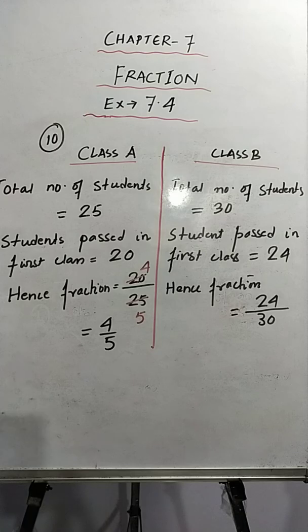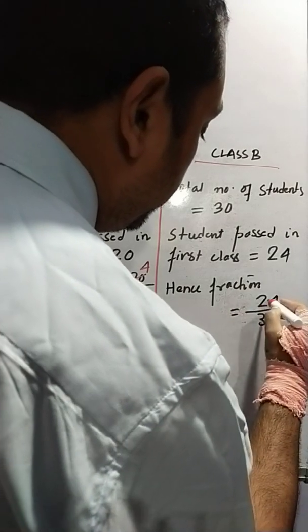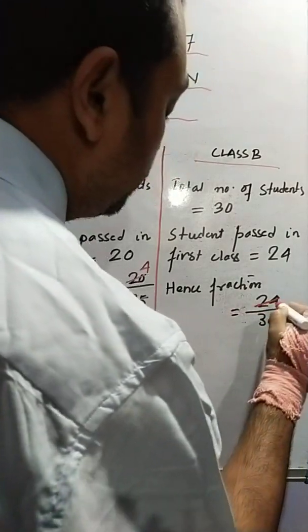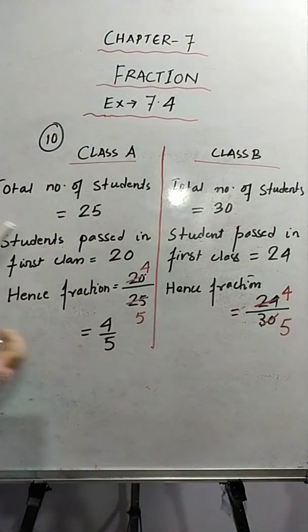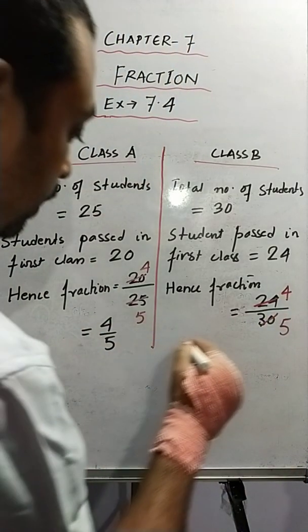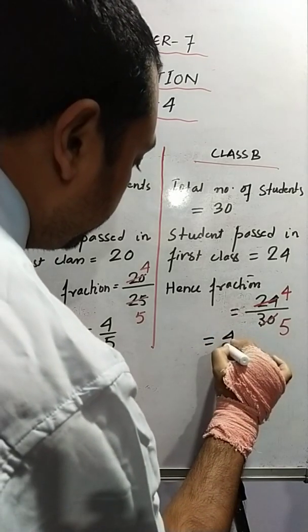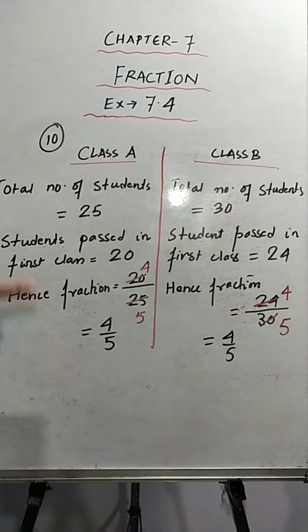Okay, so now what we have to do? We have to reduce it. So we will reduce this by the number 6. 6 fours are 24, 6 fives are 30, isn't it? So your required fraction is what? 4 by 5. So as you see, both the classes have the same fraction, or you can say equal fraction.